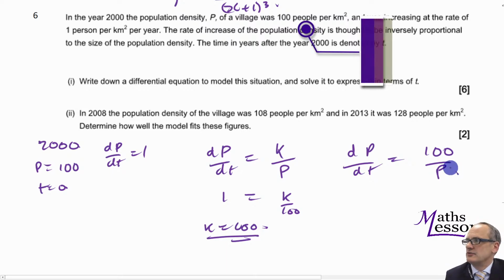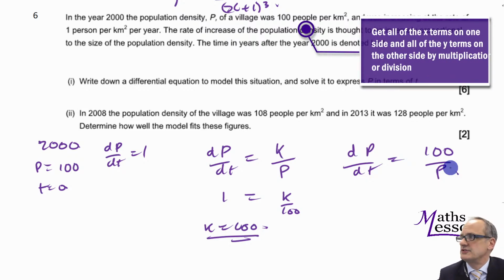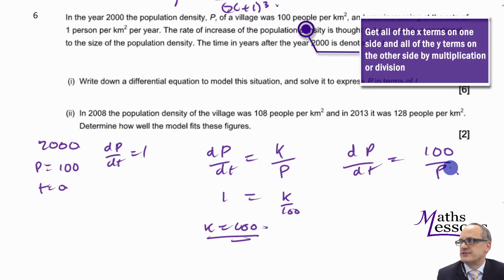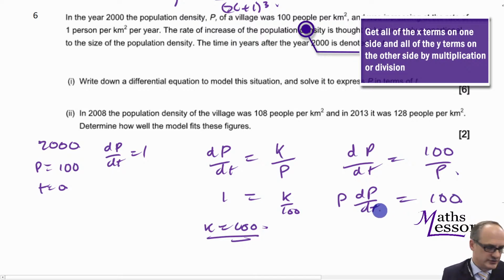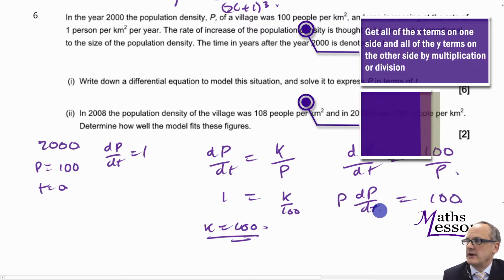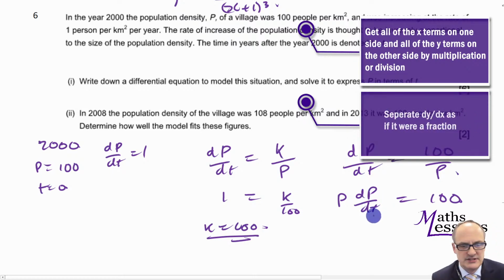Now we just get into the rhythm of what we do with our differential equations. We get all the x terms on one side and all the y terms on the other by multiplication or division. P is our equivalent of y, t is our equivalent of x. Whatever's on the bottom is what you need over here, so we multiply by P. We get P dP/dt equals 100, and then we separate out the dP and dt as if it was a fraction, so we get P dP equals 100 dt.